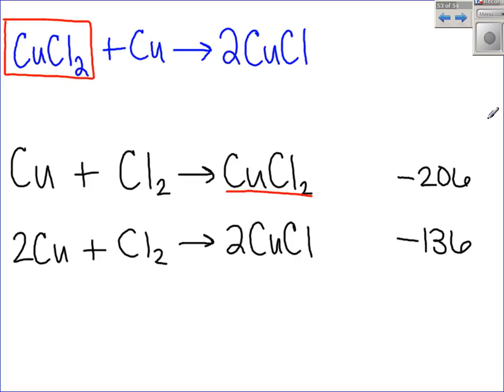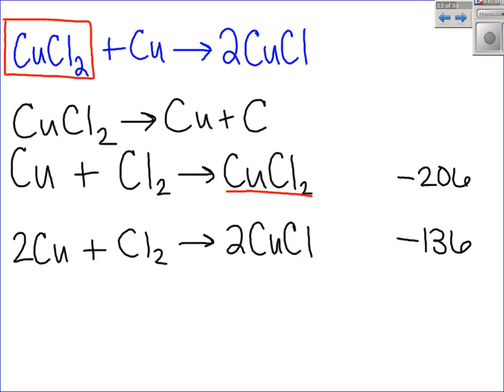So what I'm going to do is flip this reaction. I'm going to rewrite it above. CuCl2 yields Cu plus Cl2. By reversing the reaction, that reverses the sign of enthalpy. It now is positive 206.